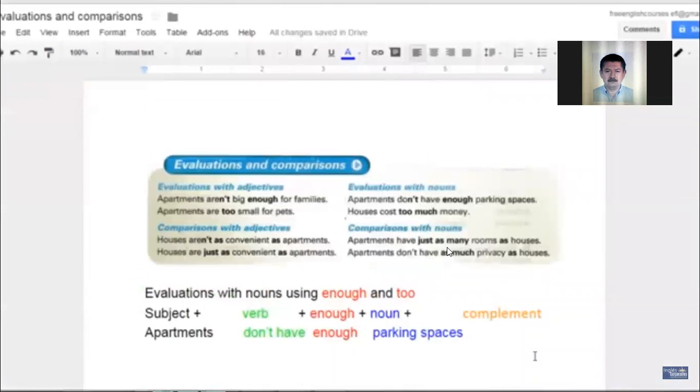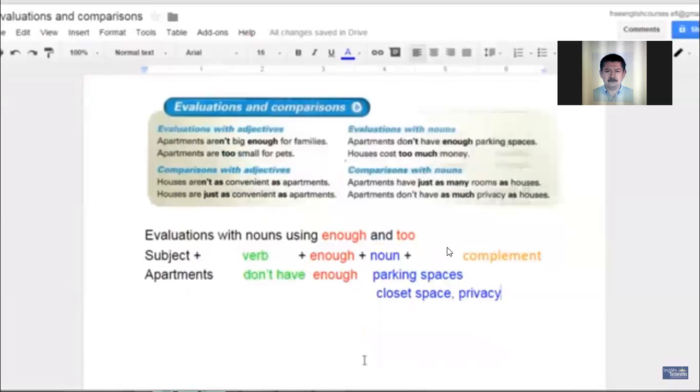And quickly, I want to talk about nouns. So what are nouns? What are some of the nouns that we can think about when we are thinking about making evaluations of apartments and houses? Well, we can think of things like parking spaces, as you can see there. We can think of things like closet space, right? We can think of things like privacy. And of course, we can think of things like money, if you will, right? So these kind of things are nouns that we can think of. So we can say the following. Apartments don't have enough parking spaces. Apartments don't have enough closet space. Apartments don't have enough privacy.